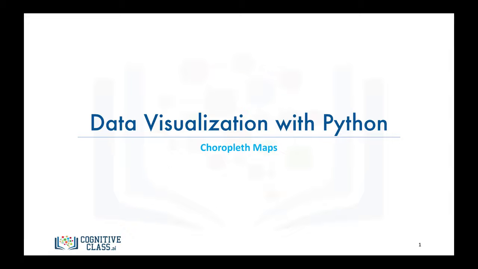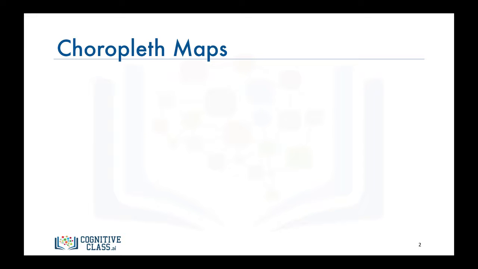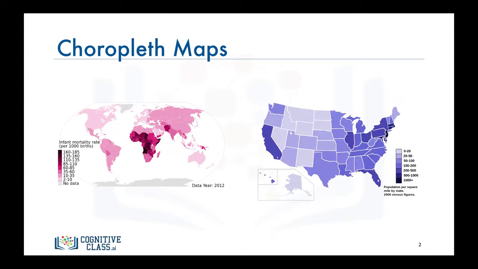In this video, we will learn how to create a special type of map called Choropleth map with Folium. I'm sure that most of you have seen maps similar to this one and this one. These are what we call Choropleth maps. So what is a Choropleth map?